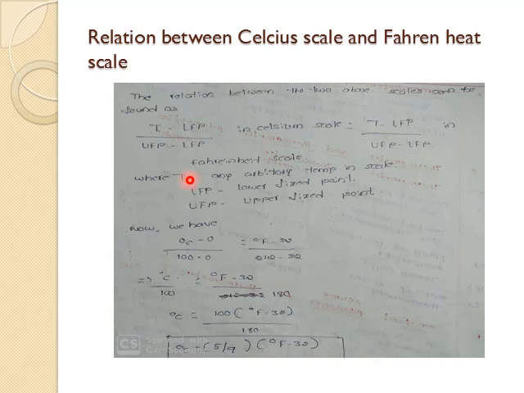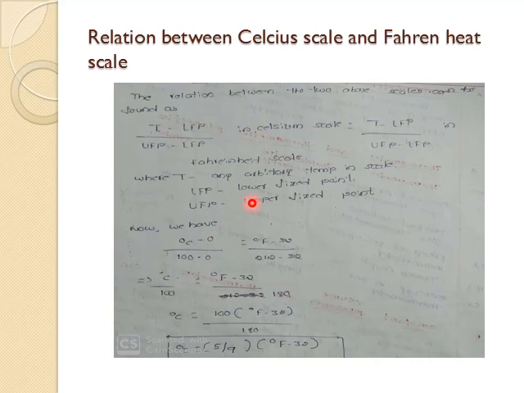So T is any arbitrary temperature on a given scale. This is the Celsius scale and this is the Fahrenheit scale. LFP is the lower fixed point and UFP is the upper fixed point. Now we substitute the values of the lower fixed point and upper fixed point. In the earlier diagram, in the earlier slide, I told that the lower fixed point is 0 degree Celsius.